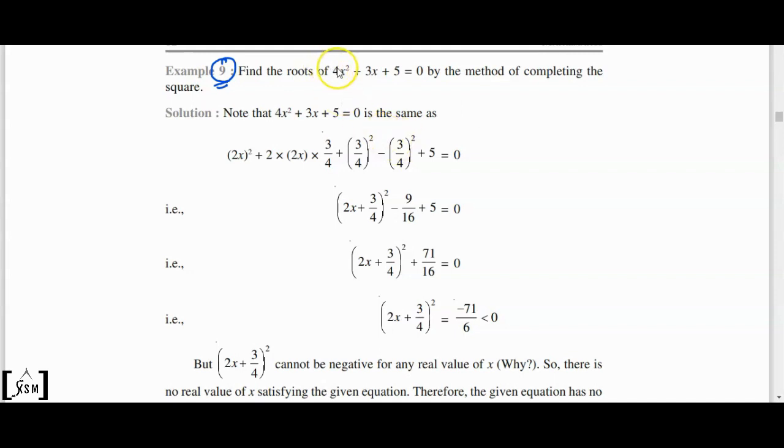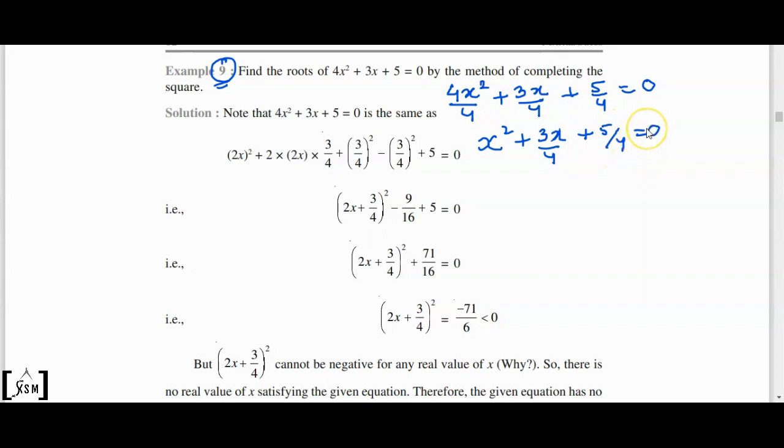Again the same thing. Whatever be the x square coefficient, you have to divide by that so that you get 1 as the x square coefficient. So 4x square over 4 plus 3x over 4 plus 5 over 4 equal to 0 over 4, which is 0. So basically we get x square plus 3x over 4 plus 5 over 4 equal to 0.